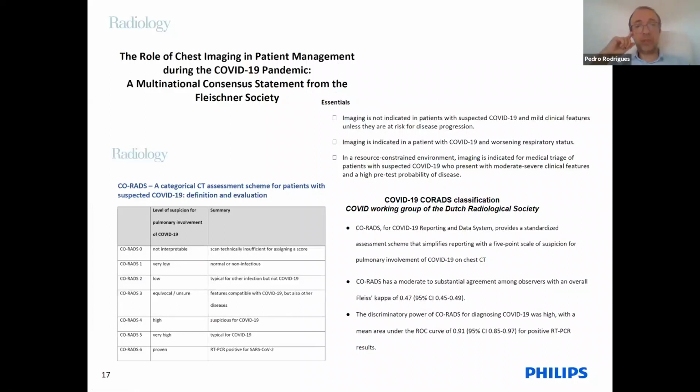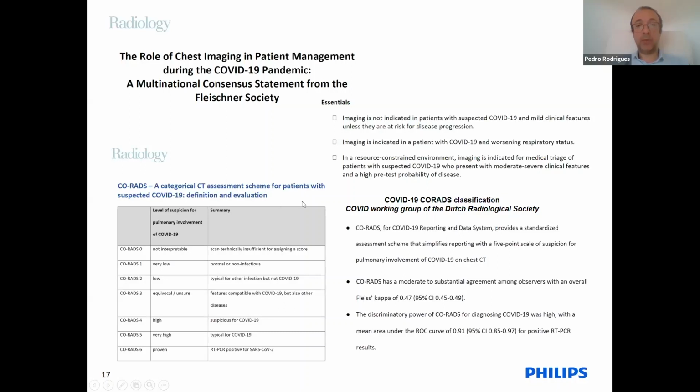Then with the Fleischner criteria, which are also more recent, it is a multinational consensus statement. It indicates that imaging is not indicated for patients with suspected COVID-19 who have mild clinical features, unless they are at risk for disease progression. It is indicated for patients who are already diagnosed with COVID-19 and have a worsening respiratory status. And again, in places where PCR might not be enough, imaging, namely CT, is indicated for triage.